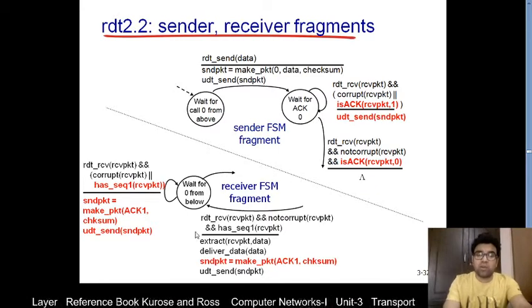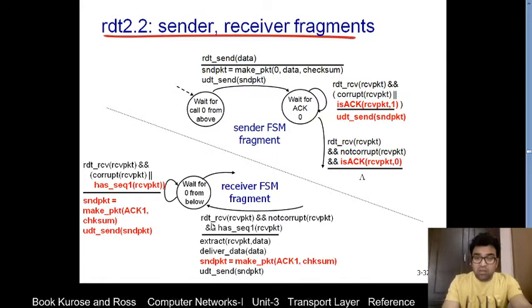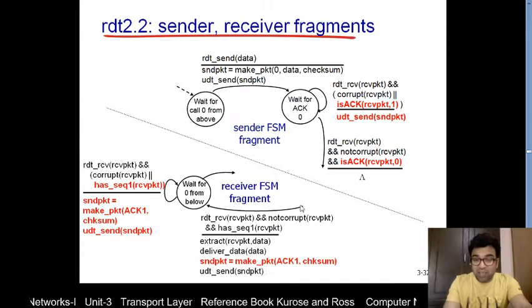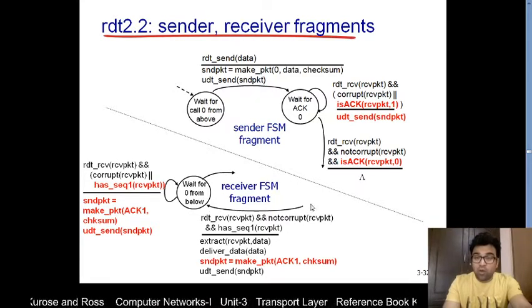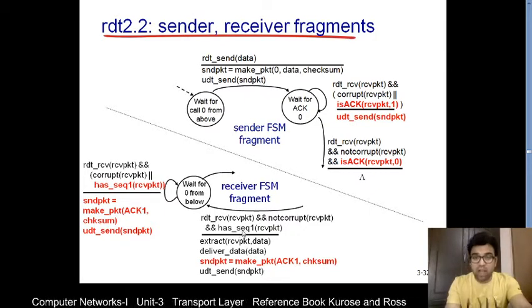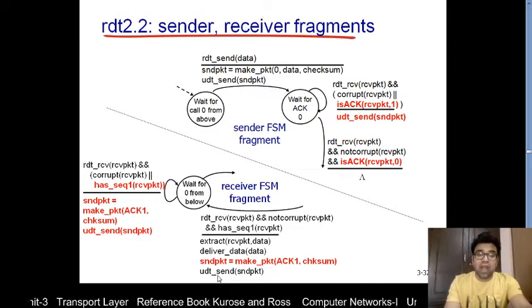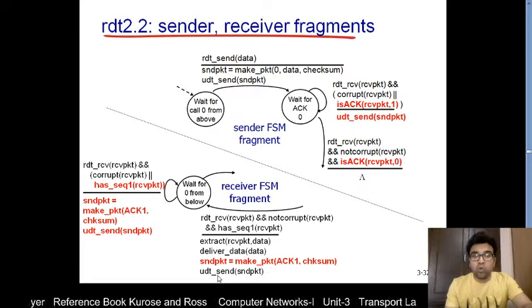The second possibility shown in this diagram or slide at the receiving side is that the received packet is not corrupted and it has sequence number 1. This arrow is coming from this side to this side. If this side is waiting for 1 from below and you receive a packet which has sequence number 1, that means whatever packet you are expecting, you got that packet. In that case, you will extract the data from the packet, deliver that data to the upper layer, which is the application layer, and create a packet which is an acknowledgement of the packet you have received, along with the checksum field, and send it through the unreliable channel back to the sender. So that is how this RDT 2.2 version works without using negative acknowledgement.